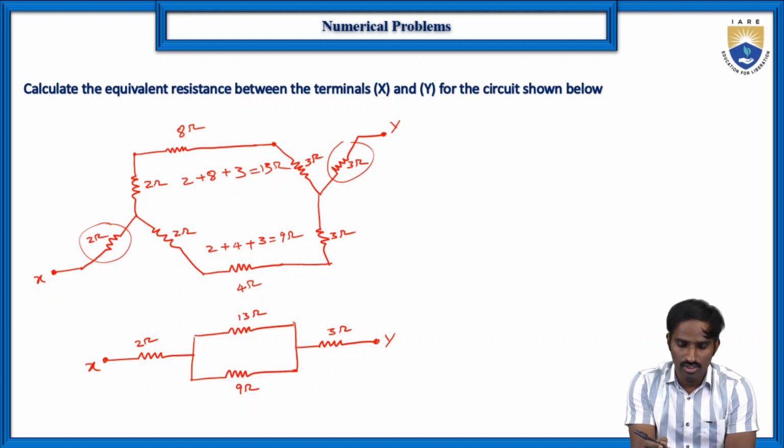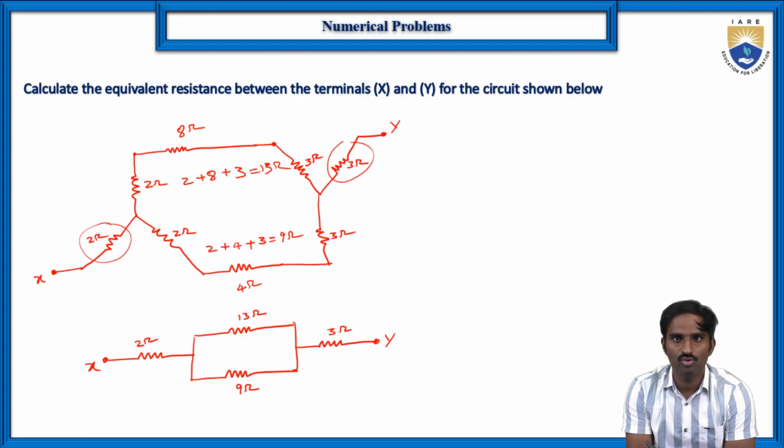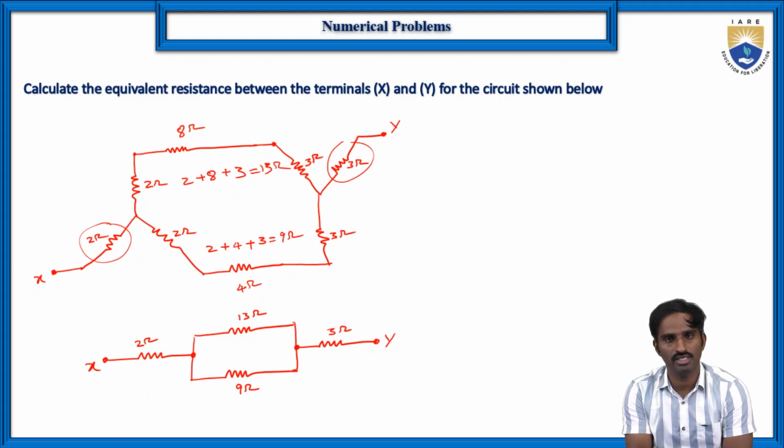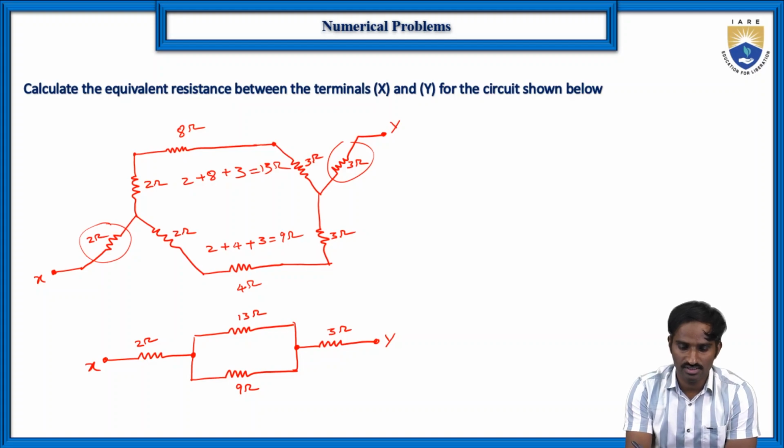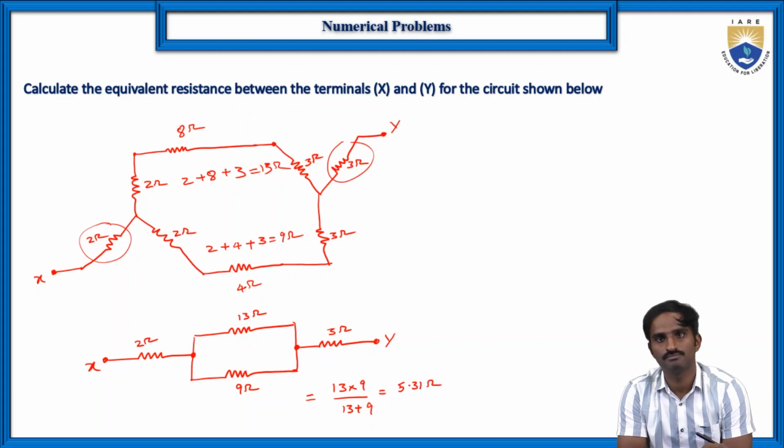Now you can see these 13 and 9 ohms are in parallel because these two resistors have two common nodes. Of course, here the common node may or may not connect with any other element. That is not the point here. So the equivalent resistance is 13 into 9 by 13 plus 9, which is equal to 5.31 ohms.